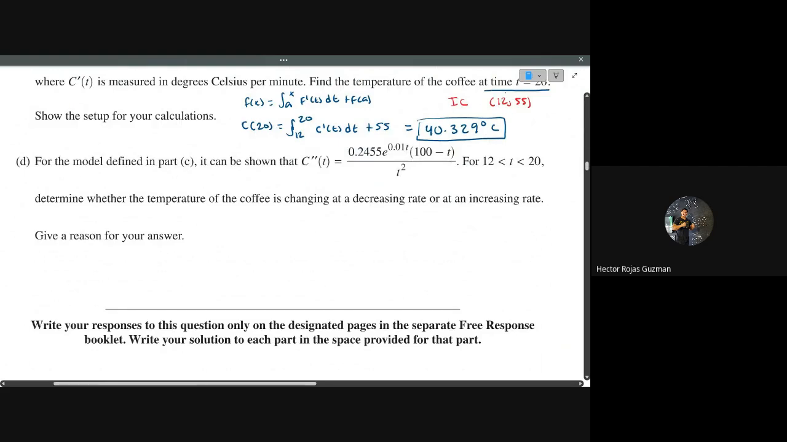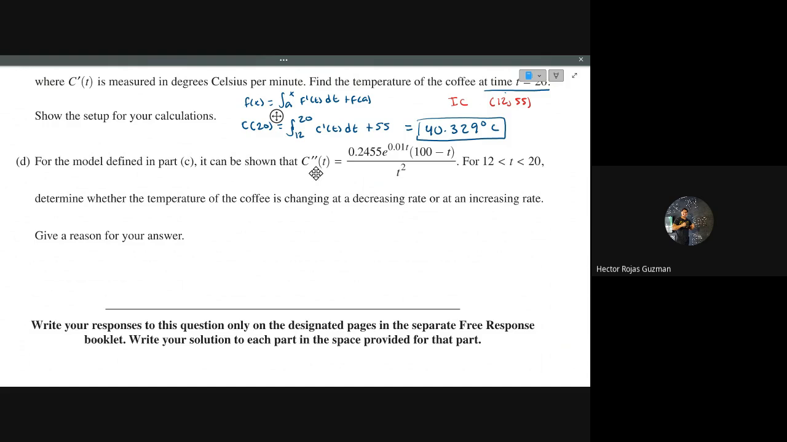Okay. We're given C double prime. Determine whether the temperature of the coffee is changing at a decreasing or at an increasing rate. This question is asking if C prime is increasing or decreasing. So is C prime decreasing or increasing? That's going to be pretty straightforward. All we have to do is graph the function C double prime of t and figure out if it's positive or negative between 12 and 20. And I'll tell you exactly what it is right now.